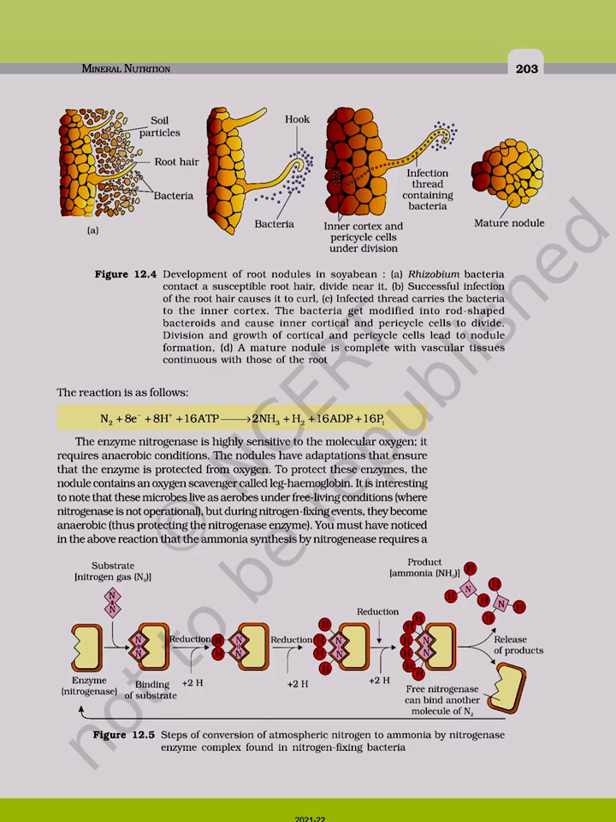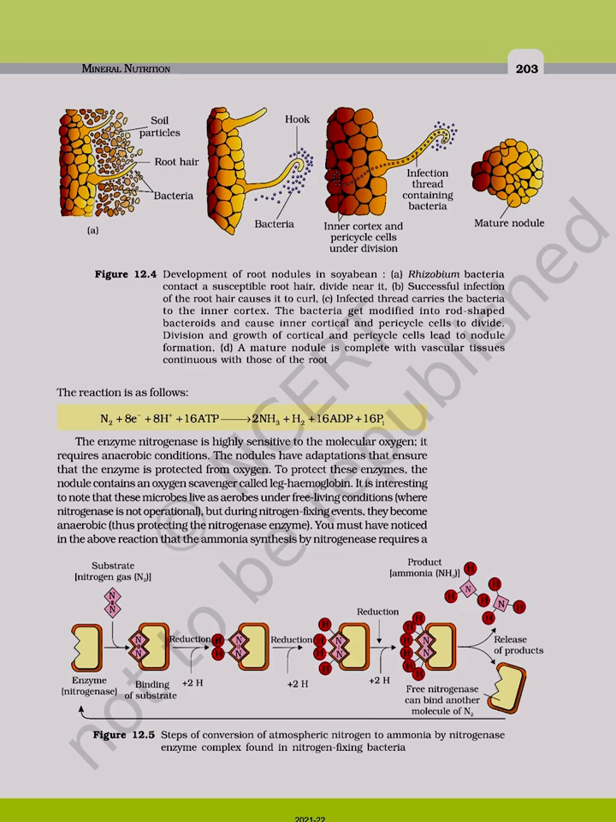The enzyme nitrogenase is highly sensitive to molecular oxygen. It requires anaerobic conditions. The nodules have adaptations that ensure that the enzyme is protected from oxygen. To protect these enzymes, the nodule contains an oxygen scavenger called leg hemoglobin. It is interesting to note that these microbes live as aerobes under free living conditions where nitrogenase is not operational. But during nitrogen fixing events, they become anaerobic, thus protecting the nitrogenase enzyme.